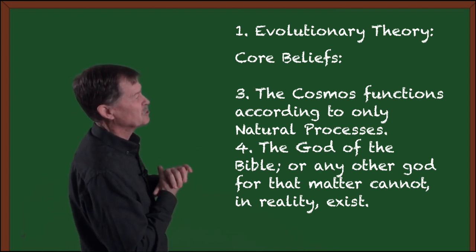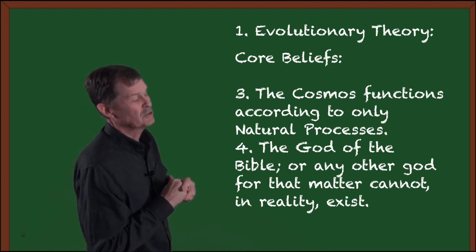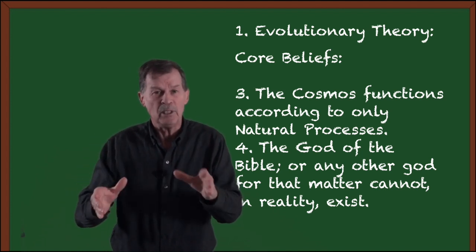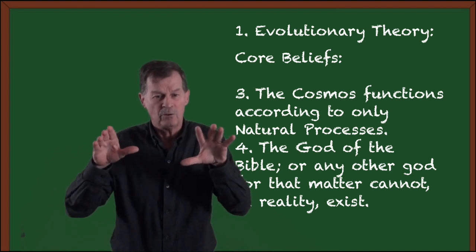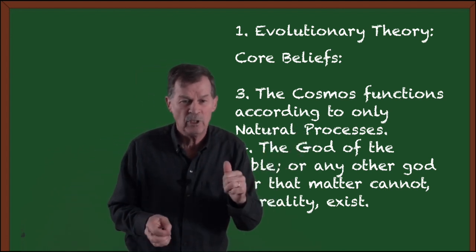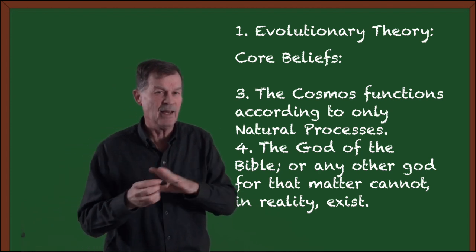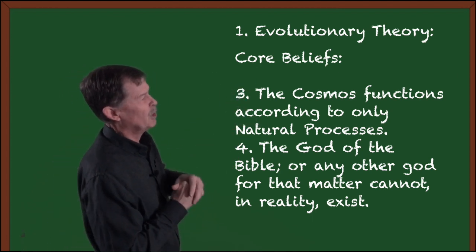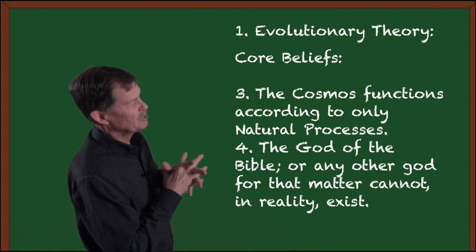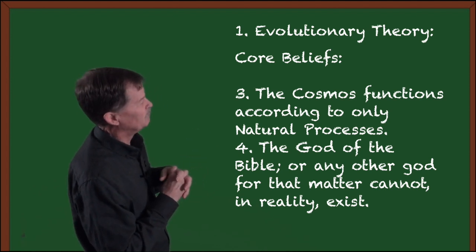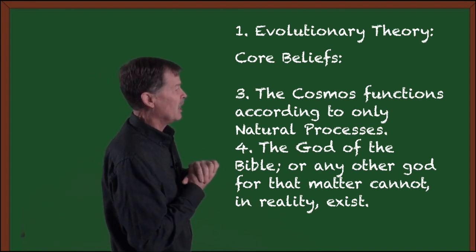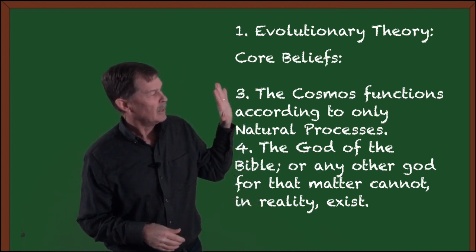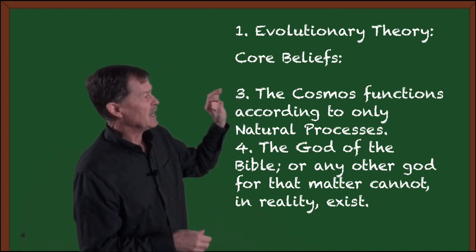Number three, the core belief is how the cosmos functions. It functions according to natural processes. So once you see something and it looks like a miracle, it cannot be, because miracles cannot happen within this system. Even though you might look at something and say, yeah, that does look like one, it can't be because it's outside of our system. In other words, there are only natural processes. And because there are only natural processes, we come to core tenet number 4. The God of the Bible, or any other God for that matter, cannot in reality exist. So those are the core tenet beliefs of the evolutionary theory.